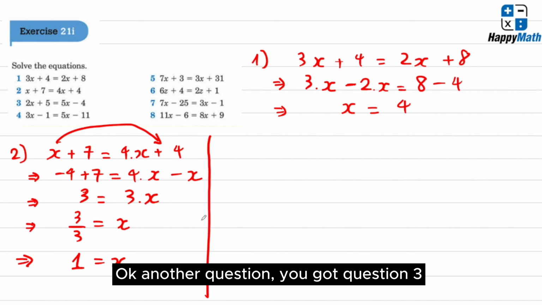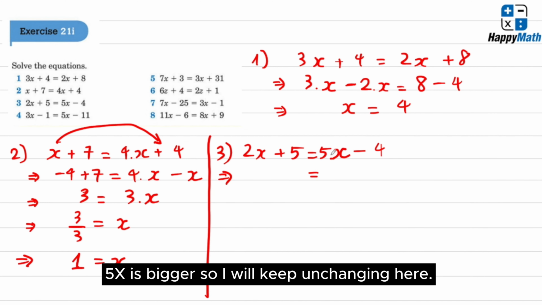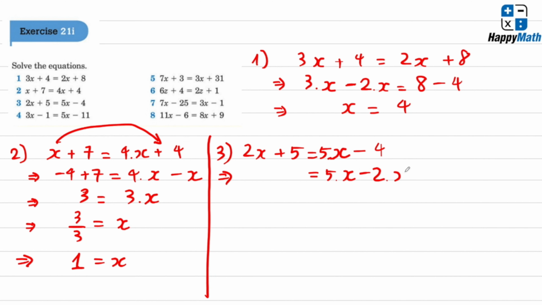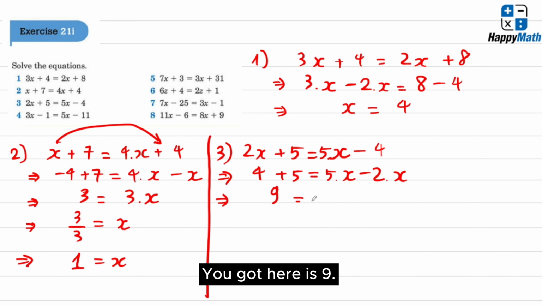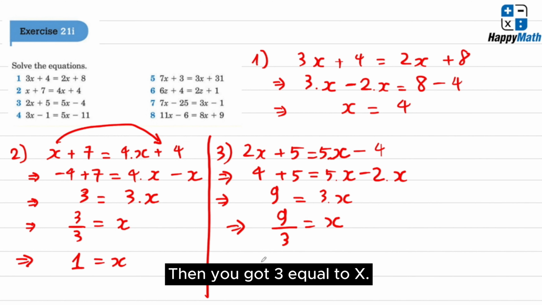Okay, another question. Question 3: 2x plus 5 equal to 5x minus 4. So where is the bigger x? Yeah, 5x is bigger, so I will keep it unchanged here. Move 2x from the left-hand side to the right-hand side, and then move minus 4 from the right-hand side to the left-hand side, and then you got 9 here. This one is 3 times x. So apply captain on top. You got 9 divided by 3, and then you got 3 equal to x.